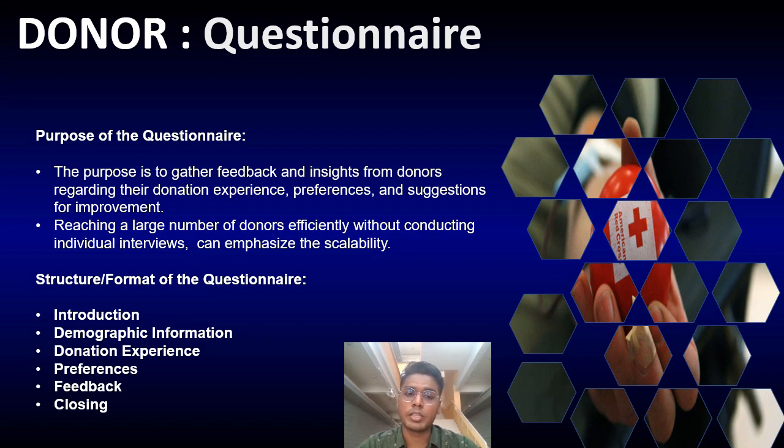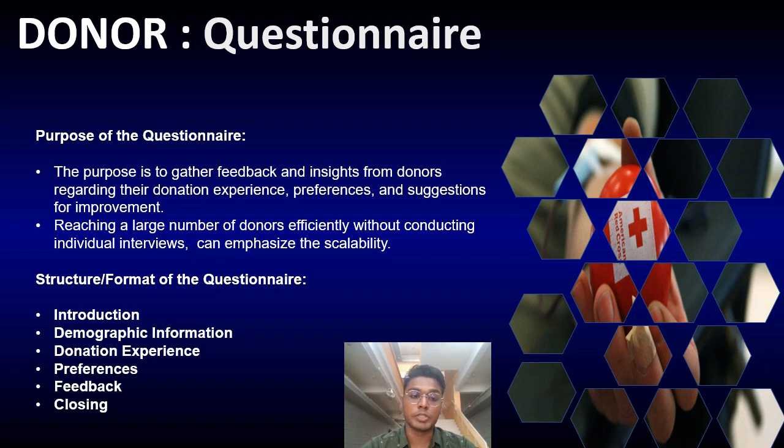So what is the structure and format of the questionnaire? First of all, it begins with an introduction. Introduction means their name, their gender, male or female, and also their age category, which we can split into three: students, adults, and senior citizens. This is because people of different ages will have different ideas and opinions based on their experience. The second thing is demographic information, which covers their current location, where they are staying.